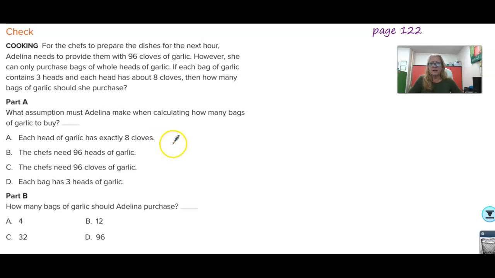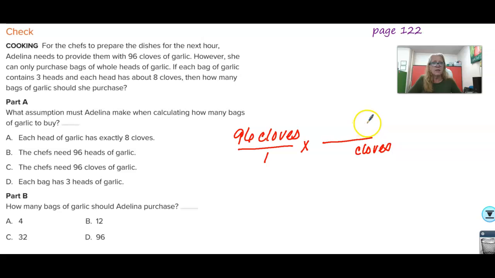How many bags of garlic should Adelina purchase? Now, I know what they want you to do here. They want you to set this up. She needs 96 cloves. They want you to complicate this, okay? And imagine that over 1. Well, how many cloves come in a bag? There's 3 heads of garlic and each one has 8 cloves, so that's 24 cloves in a bag. And then the cloves cancel. And you will end up with 96 divided by 24, and shocker, surprise, it is 4. So that's dimensional analysis, changing units.